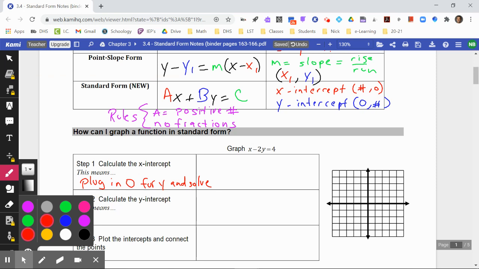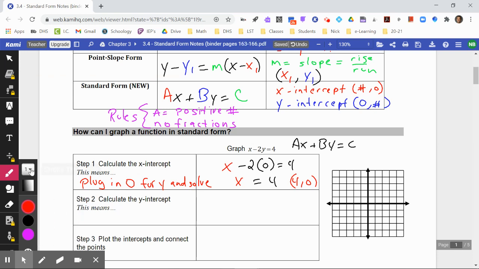Here we have x - 2y = 4. That's in standard form, ax + by = c. So I'm going to plug in 0 for y and then solve for x. I have x - 2 times 0 = 4. Now when I simplify this, 2 times 0 is 0, and I get x = 4. Here I don't need to solve, because I get x by itself. So that means my x-intercept is (4, 0).